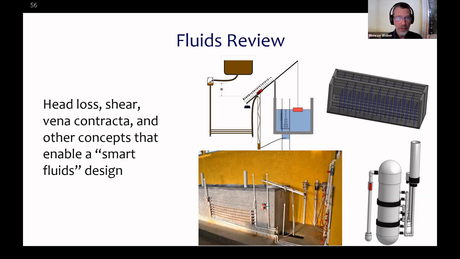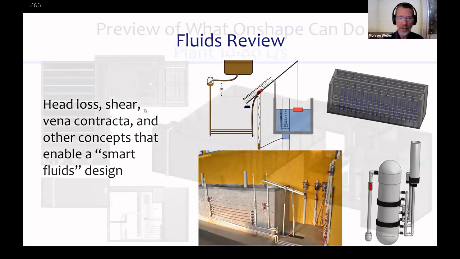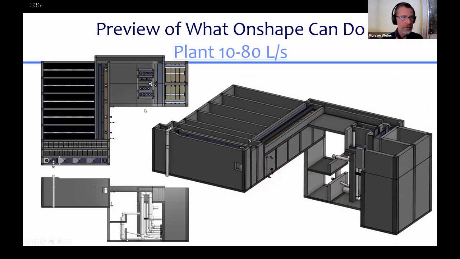So today, fluids review, but first, a little bit about what Onshape can do. So I thought I would begin with just a few views of Onshape so that you can make sure that you understand what it is that we're looking at, and then I'll take you into Onshape for just a little bit of a tour. So this is a preview of a water treatment plant that's designed for, well, where this code can handle flows between about 10 liters per second and 80 liters per second.